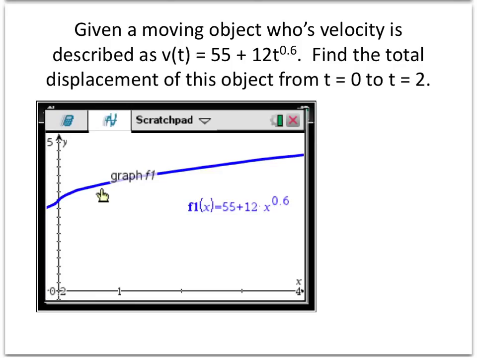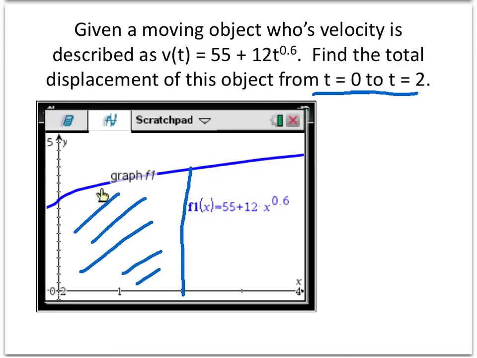Okay, so here we're given a moving object whose velocity is described by 55 plus 12t to the 0.6, and that asks us to find the area between t equals 0 and t equals 2. And so if I look here, I graph the function, and that's what the graph looks like. But we're only going to look at it from 0 to 2. So we're only going to look at this part of that graph. Okay? So the trick here is to actually imagine using a Riemann sum or a rectangle to actually come up with the area here.